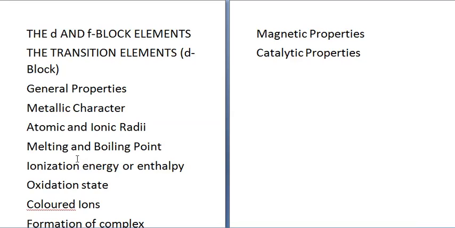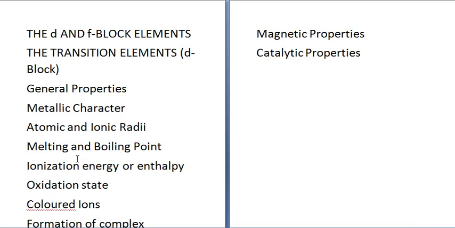The strength of the metallic bond depends upon the number of unpaired d electrons. The greater the number of unpaired electrons, the stronger is the metallic bonding. So these elements have high melting and boiling points. Melting point decreases after the middle because of increasing pairing of electrons. Tungsten has the highest melting point among the d block elements.